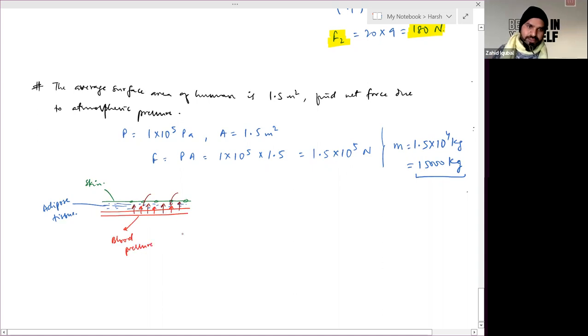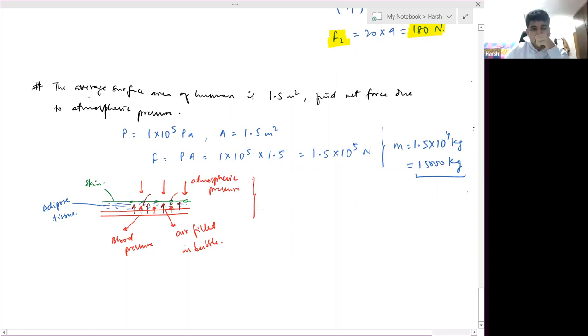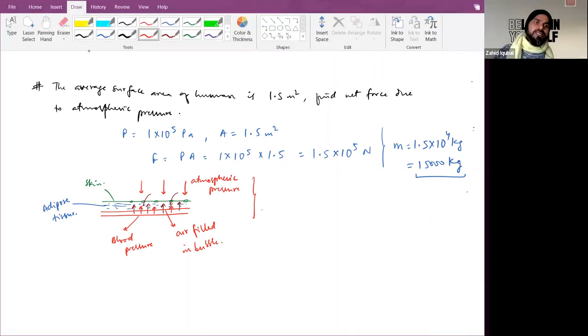So the net pressure from the inner side towards the outer side, due to blood pressure and also due to air filled in the bubbles of fat, must compensate the action of atmospheric pressure. As a result, the net effect of these two gets cancelled out and we feel nothing. Is it clear? Yes, sir. Okay, just write it down.